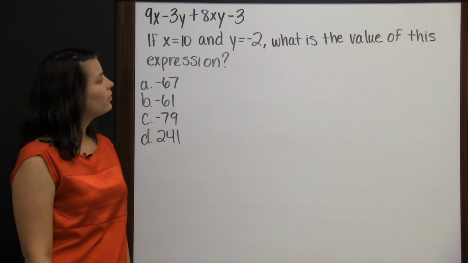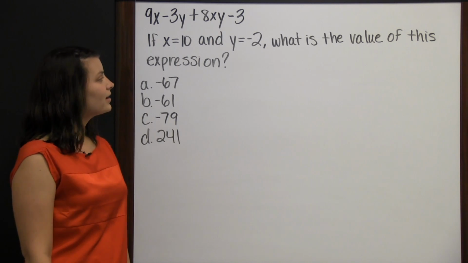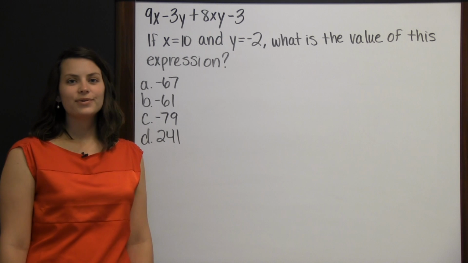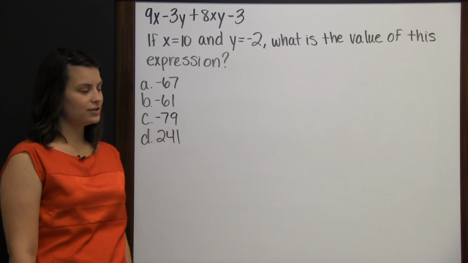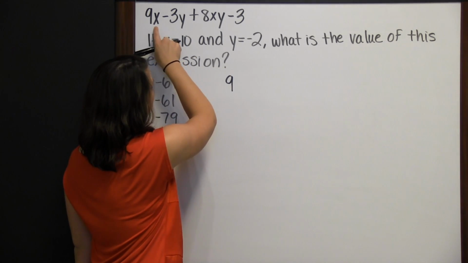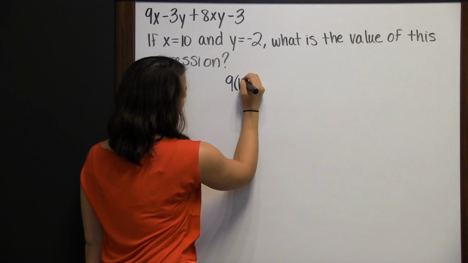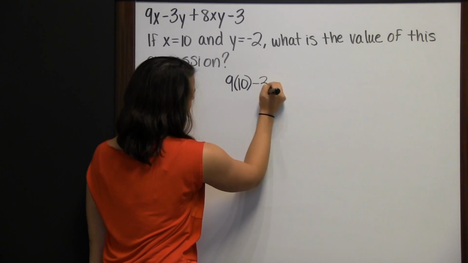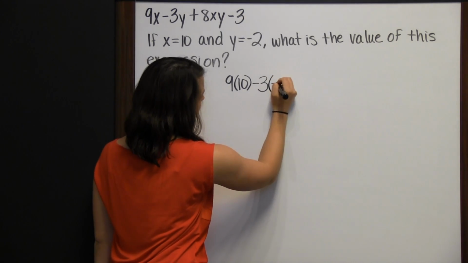(9x minus 3y plus 8xy minus 3). If x equals 10 and y equals -2, what is the value of this expression? First, we need to substitute. 9 times x, and we're replacing x with 10. So 9 times 10 minus 3 times y, and we're replacing y with -2.